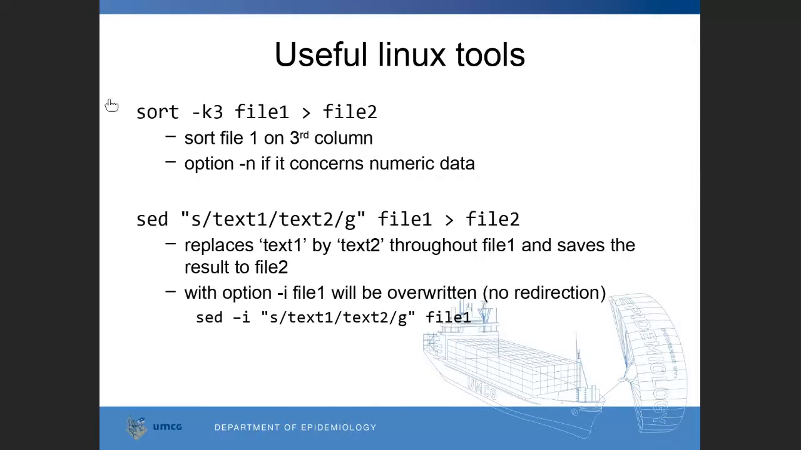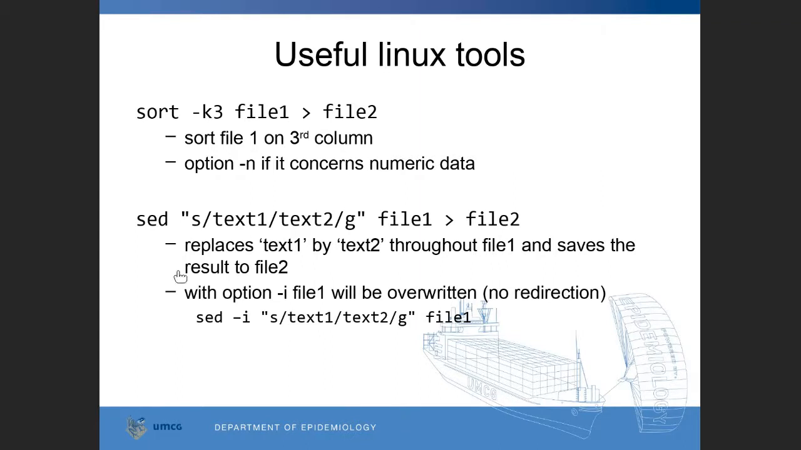And you can sort them using the sort command. Let's say I want to sort them based on the third column, minus k3, and I want to sort file 1 and save the result in file 2. If you have numeric data, then you add the option minus n. So then it would be sort minus n minus k3 file 1, redirect to file 2.